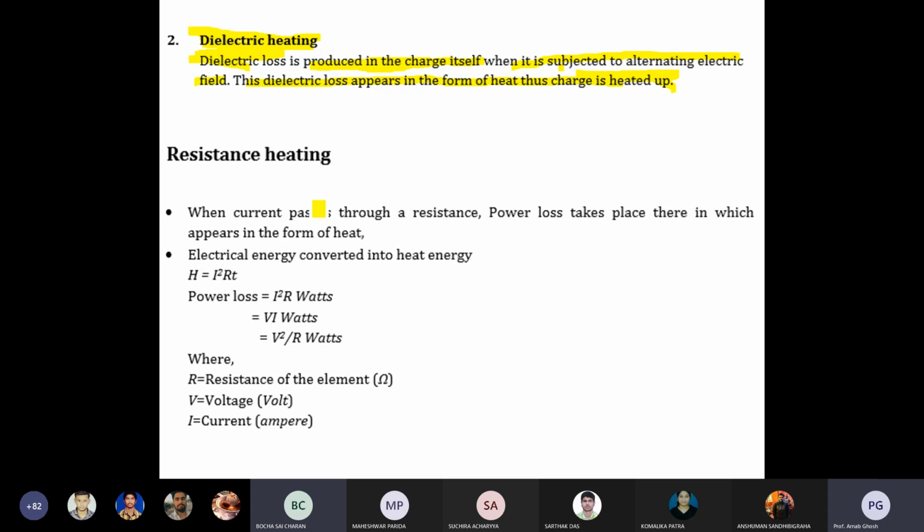Next one is the resistance heating in detail. Initially we discussed resistance heating in brief. Now we are discussing resistance heating in detail with diagrams, and how it will look, everything will be discussed here.